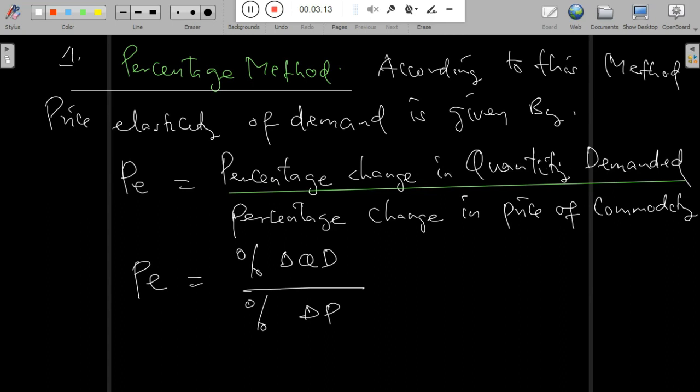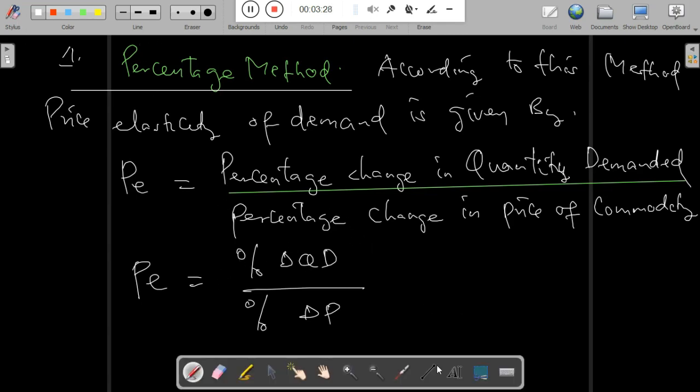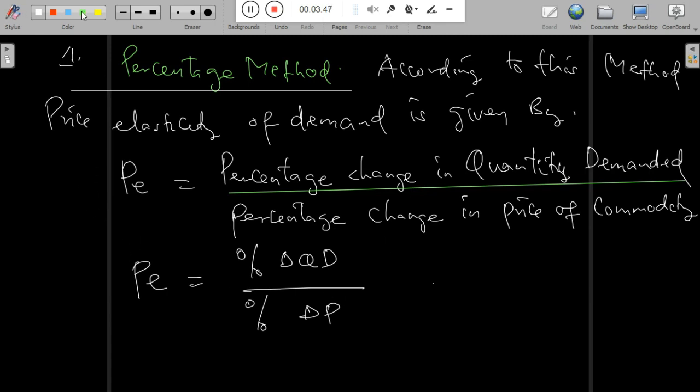The change of quantity demanded is given by taking the quantity of the current year minus the quantity of the base year. And the change of price is given by taking the price of the current year minus the price of the base year. So this is the formula of calculating the price elasticity of demand by what is known as the percentage method.